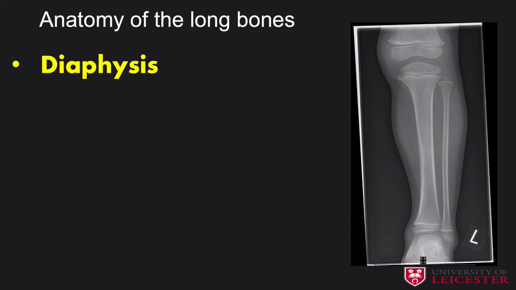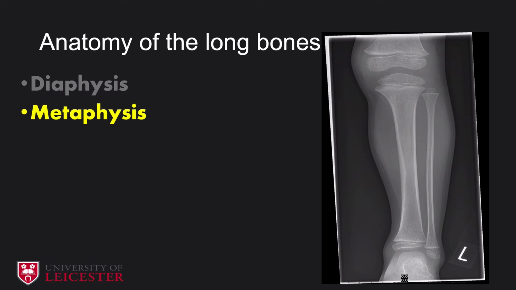Let's start with the first part, which is the diaphysis. We call it the shaft of the long bones. Usually it's formed of a hard outer cortex and an inner bone marrow cavity. The second part is the metaphysis, which represents the wide portion of the long bones. Growth usually occurs at this section and the adjacent growth plate. The metaphysis is located between the diaphysis and epiphysis.